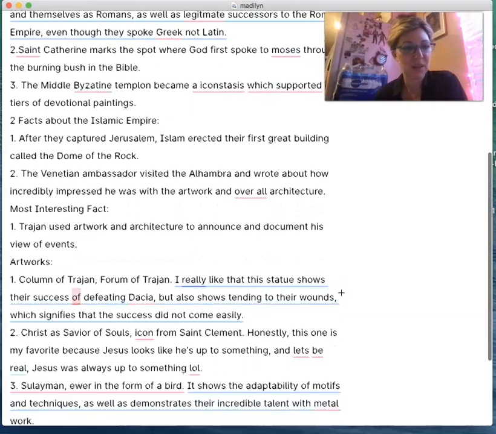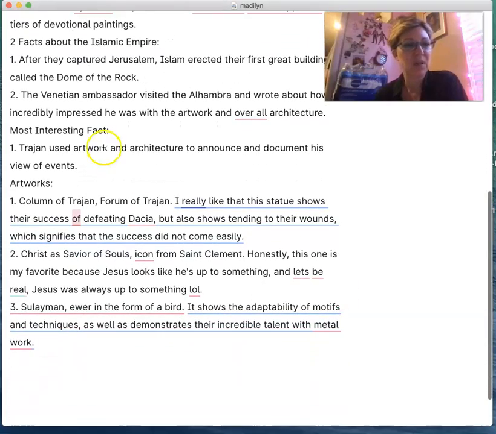Yes. Okay, now we're getting into things about art, which I love. Good, good, very good. Jesus was always up to something. That is the funniest thing I've heard all day.